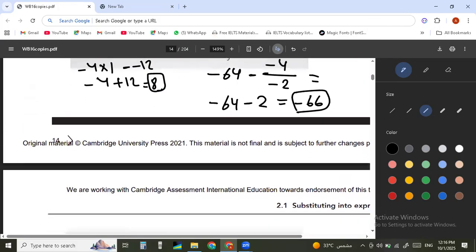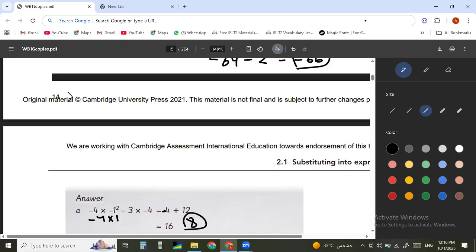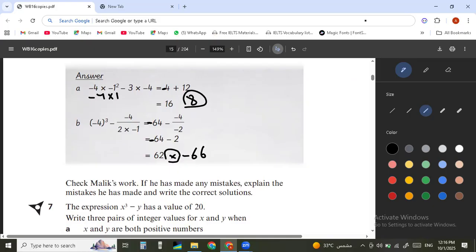The other one in Malik's answer, he did negative 4 cubed, 64. And we agreed the cube keeps the sign the same. It is negative 64. So negative 64 minus 2, which is negative 66, like what we've done up there. So the mistake that he made is that he said negative 4 cubed is positive 64. It is negative 64. This is X, which means wrong. Okay? It's wrong. It's supposed to be negative 66.